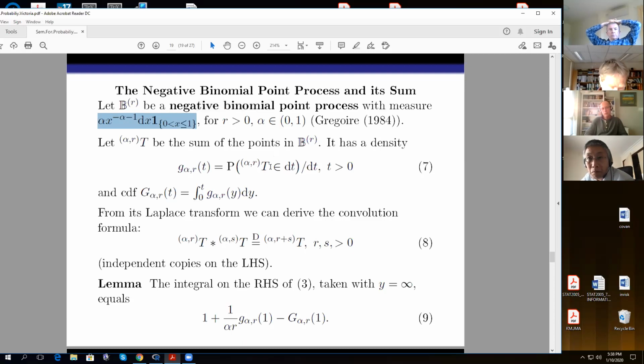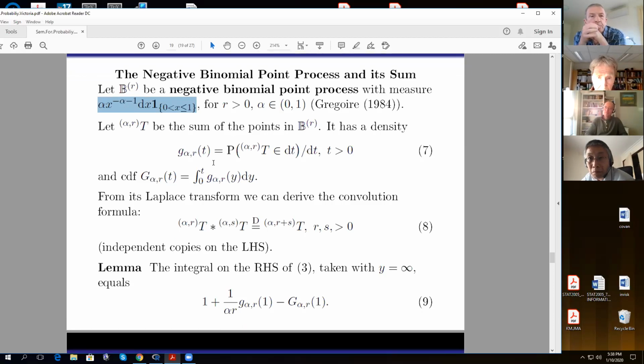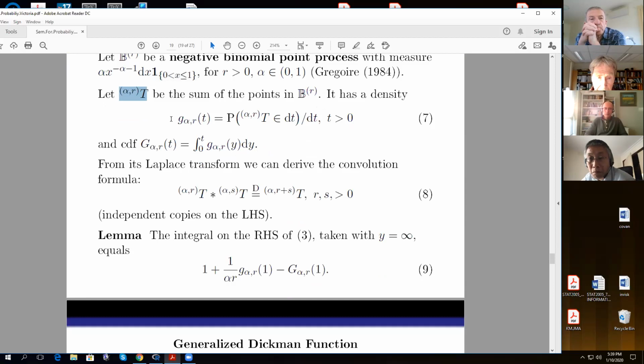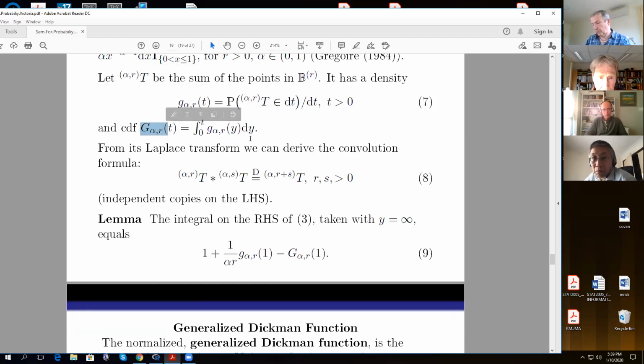And when you go back to Kingman's formulation and you work through what they did, and the kind of working that is in Pitman's book, for example, and a lot of the other literature as well, you see that what you should do is add up the points in B_r in this point process, which I'm calling alpha-r-T. This thing has a density, lowercase g, which depends on alpha and r, and it has a CDF, capital G.